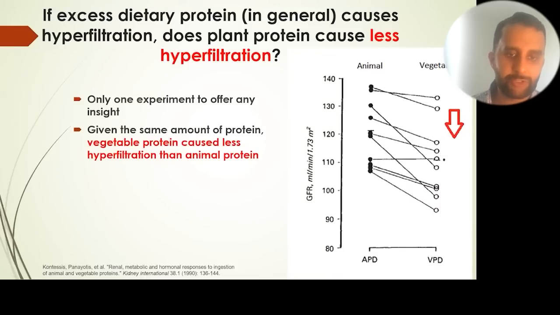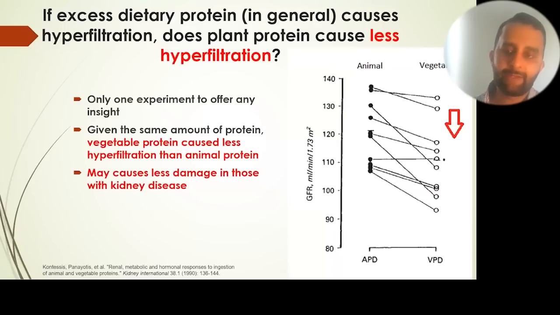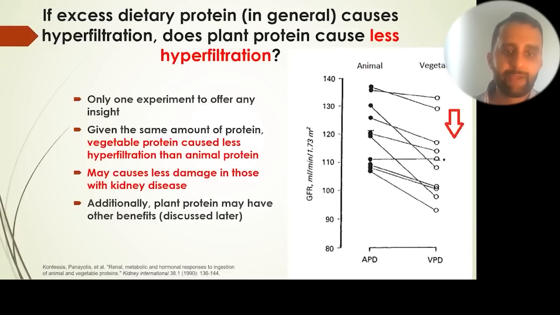And they studied this question. And what they found was that indeed, animal protein does cause more hyperfiltration for the same amount of protein intake, and vegetable protein causes less hyperfiltration compared to animal protein. And if you are to eat protein, which everyone should be eating, eating vegetable protein may cause less damage in those with kidney disease. And there are additional benefits to plant protein, which we'll discuss later in this talk. But this is one of several reasons to consider plant protein in kidney disease.